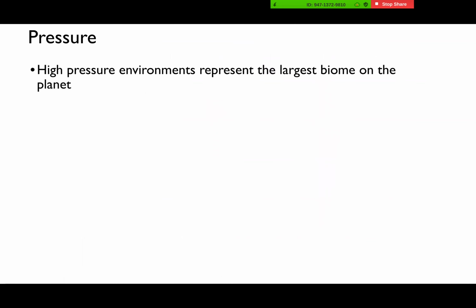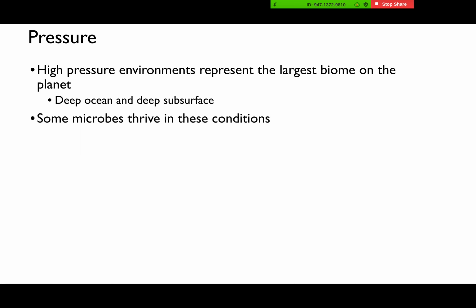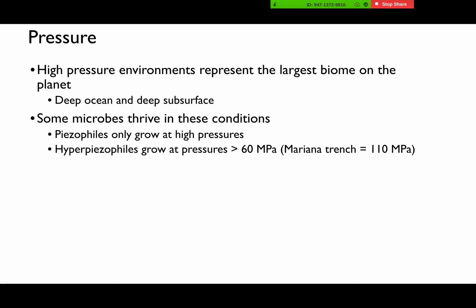Our next environmental condition is going to be pressure. High pressure environments present actually the largest biome on the planet. And where does that biome actually exist? It's the deep ocean, which is a huge part of our planet, as well as the deep subsurface of the crust, so the soil you're standing on. Some microbes love high pressure environments. Microbes that love high pressure environments are called piezophiles, and they will only grow at high pressures.